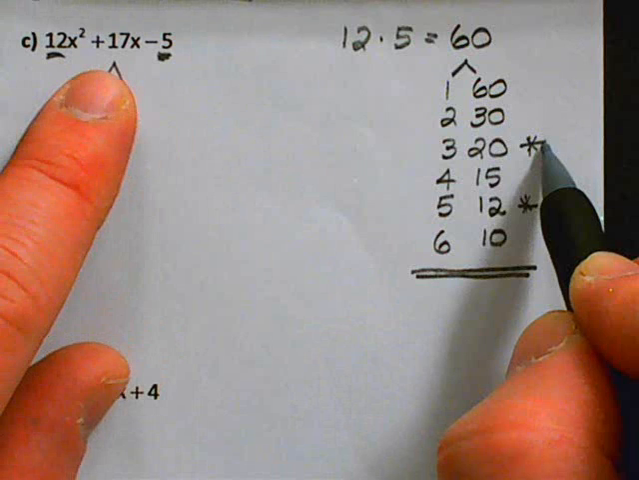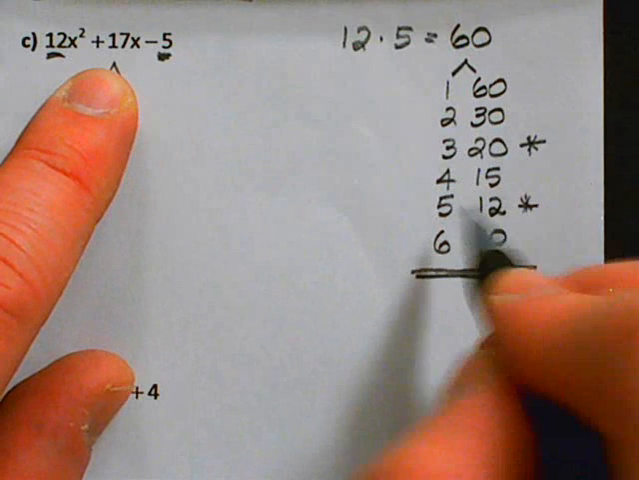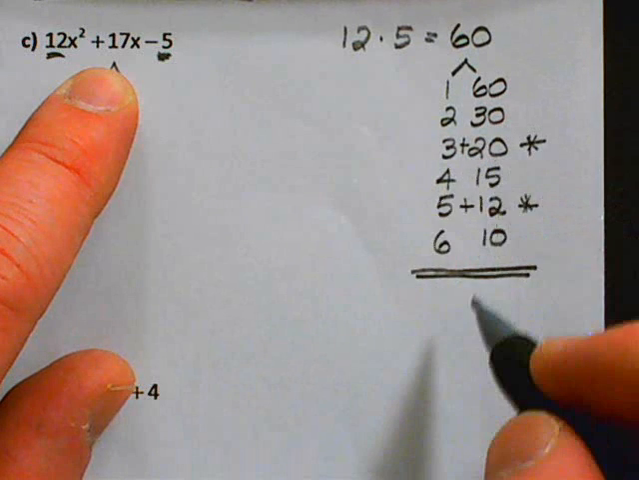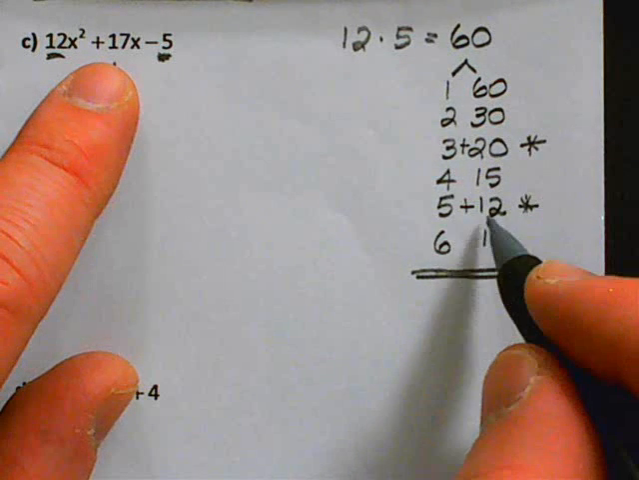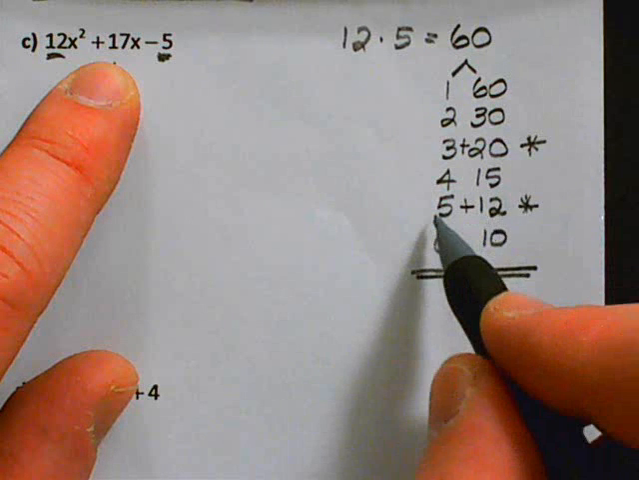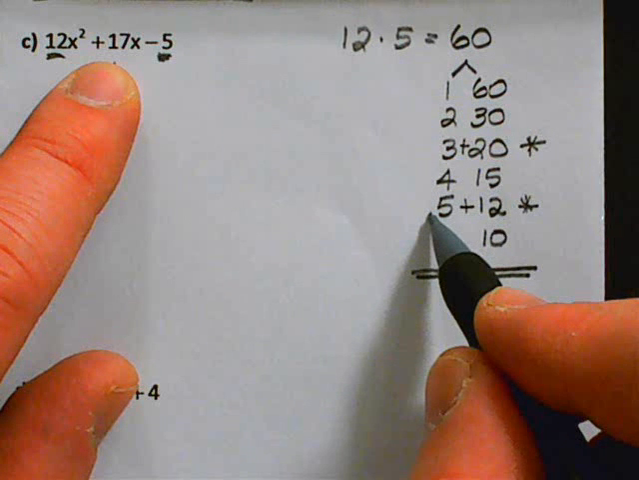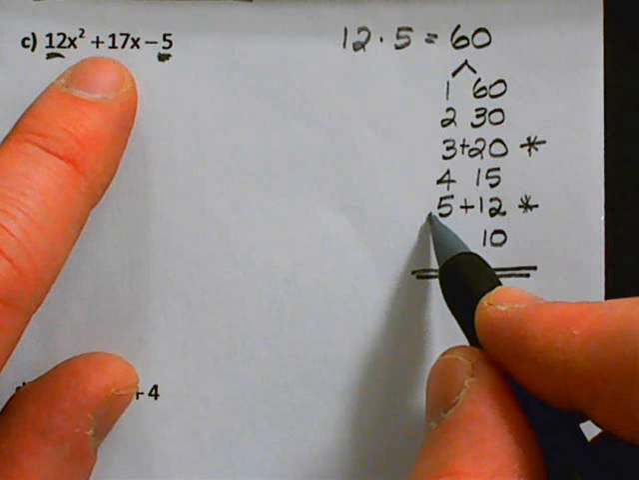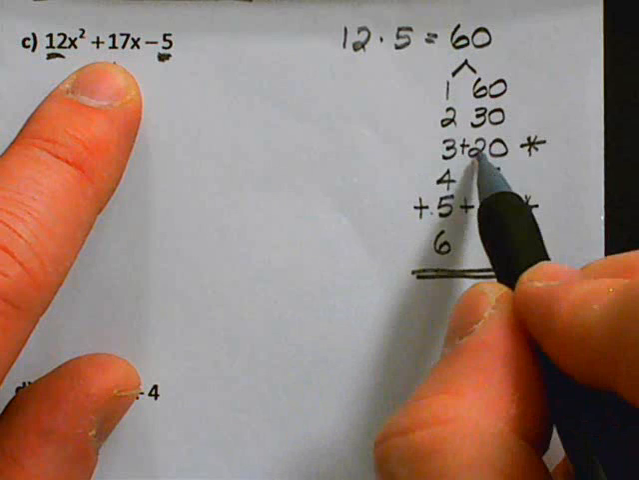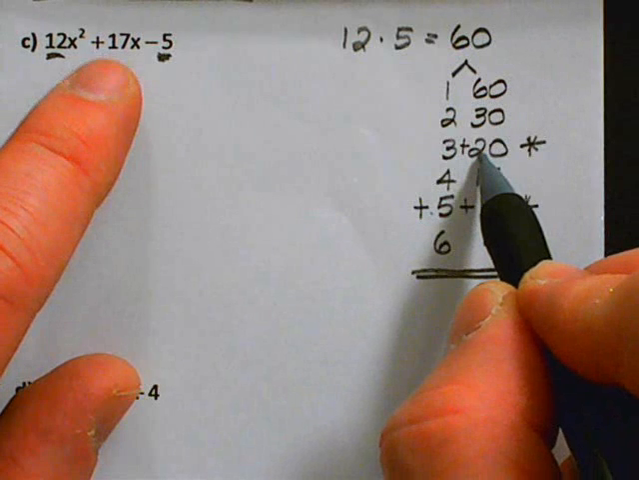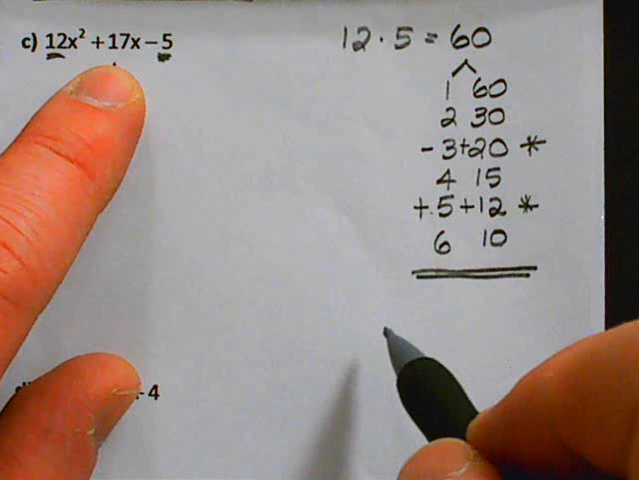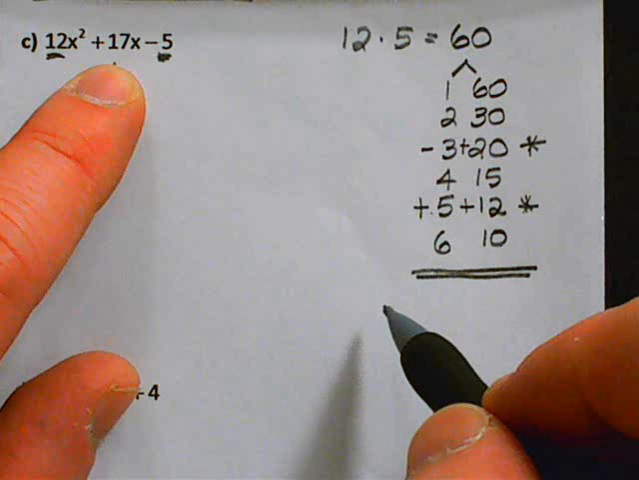Now we focus our attention on the sign of the middle term, which happens to be positive. So that means 12 and 20 are going to be positive. And now I want to make sure that my answer is positive 17. So positive 12 plus 5 or negative 5 will give me positive 17. The answer is positive. If this is positive 20 and I want positive 17, what would the sign of 3 have to be? It would have to be negative.